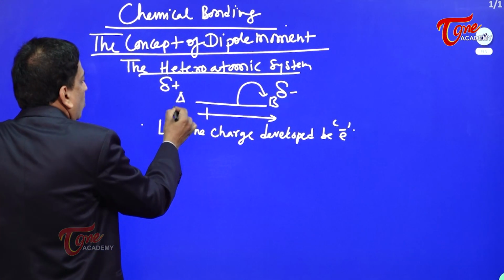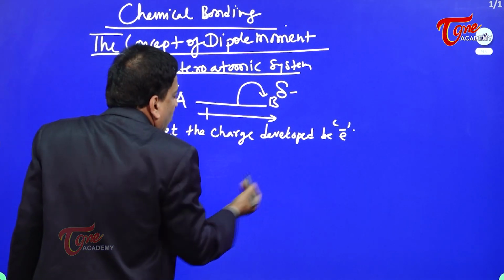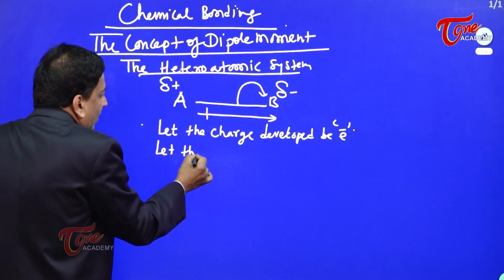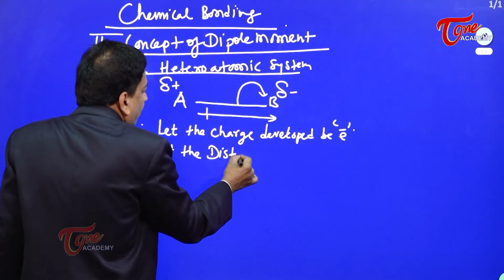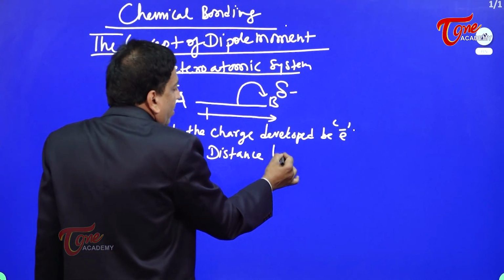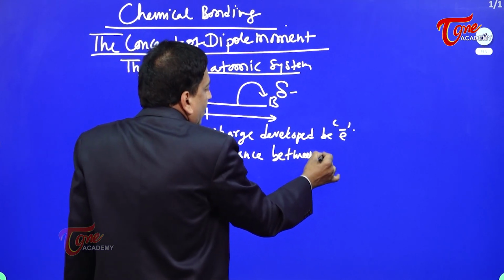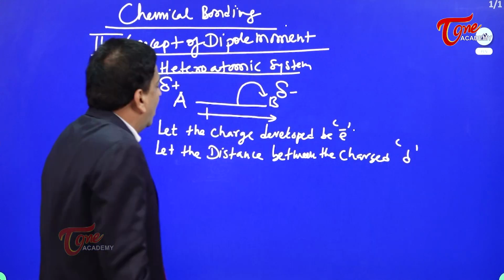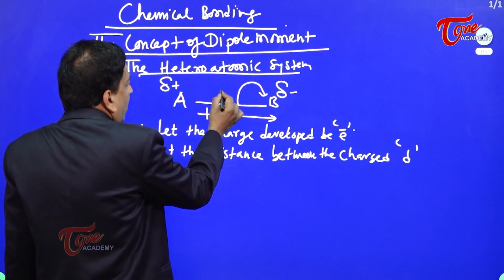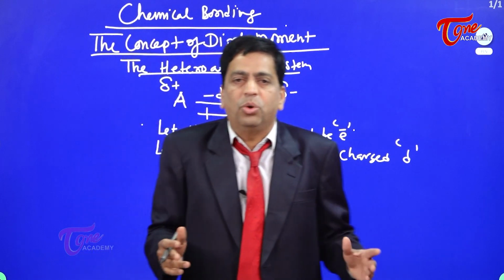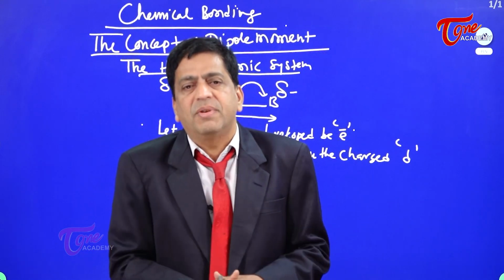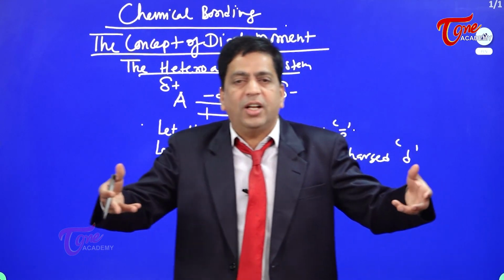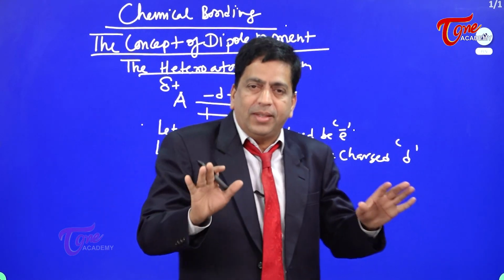So let the charge developed be E, and let the distance between the charges be D. Let the distance between these two be D. The distance between the poles, let it be D. Right, let it be D. And the charges are what? E.